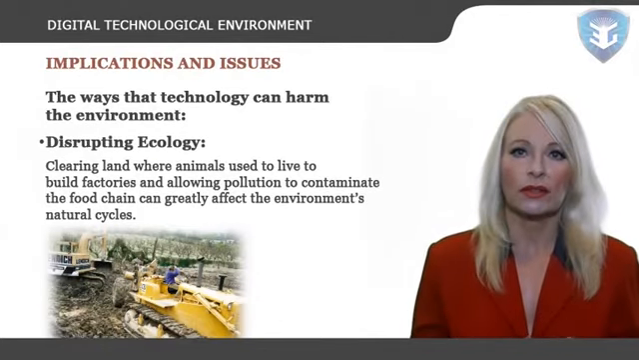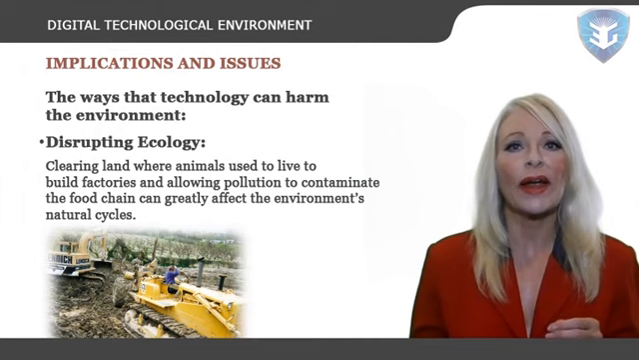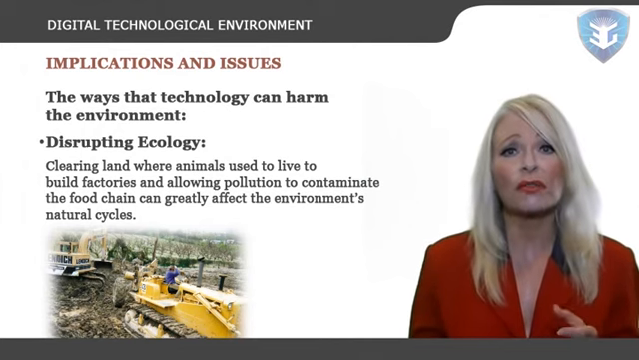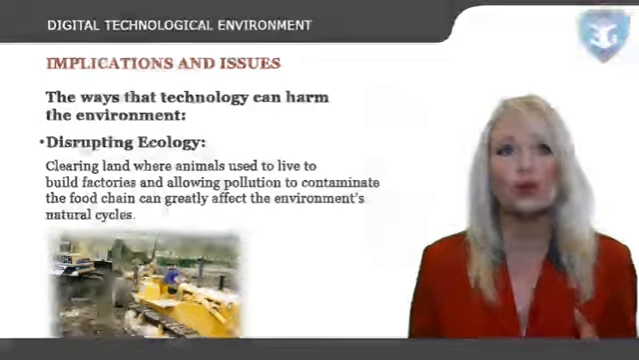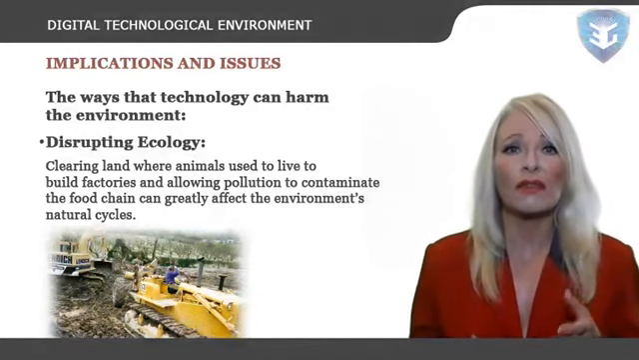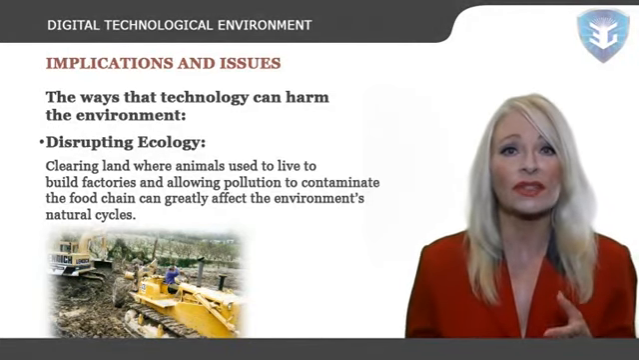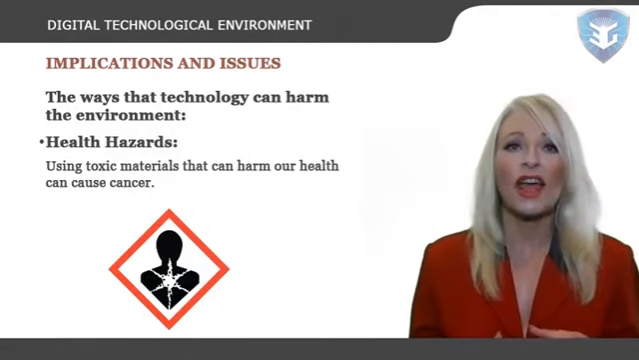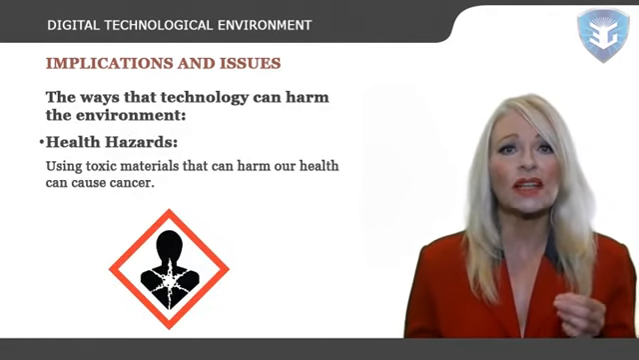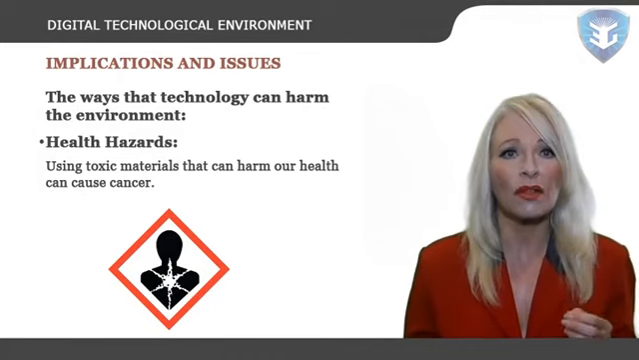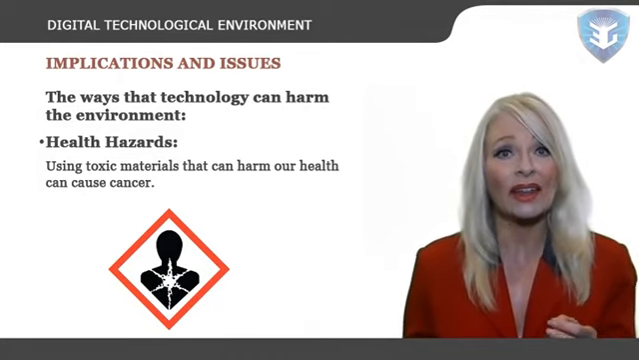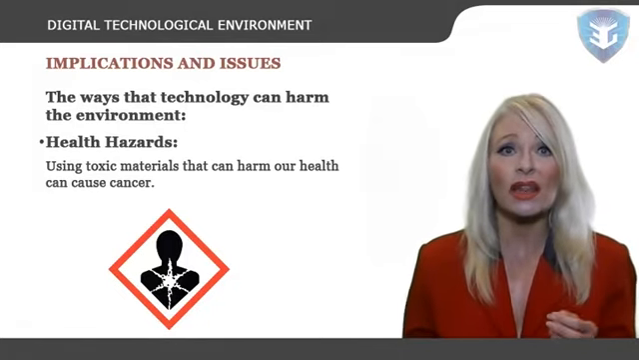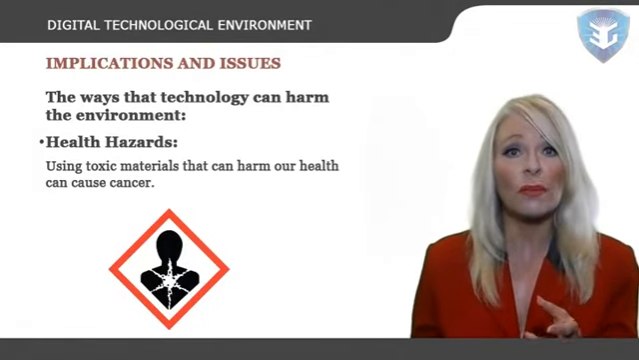Disrupting ecology. Clearing land where animals used to live to build factories and allowing pollution to contaminate the food chain can greatly affect the environment's natural cycles. Health hazards. Using toxic materials that can harm our health can cause cancer, and technology addiction can lead to other health problems like obesity and carpal tunnel syndrome.